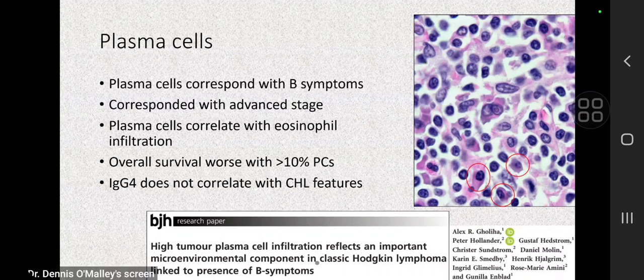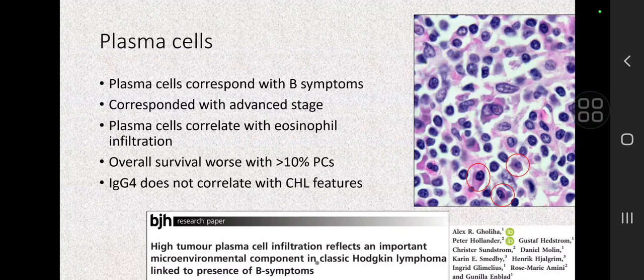I'm sure they'll sort of do a plasma cell count in a Hodgkin case. Interestingly, there's a study that looked at it and said that, by the way, IgG4 expression within the plasma cells doesn't really correspond with any of the features. So even if some of the plasma cells in a Hodgkin case are IgG4 positive, that doesn't really mean anything specific. It's just plasma cells overall, worse prognosis and symptoms. That's kind of an interesting thing.